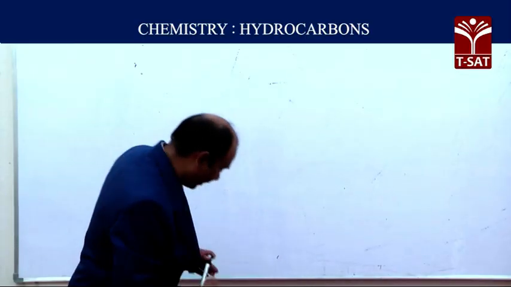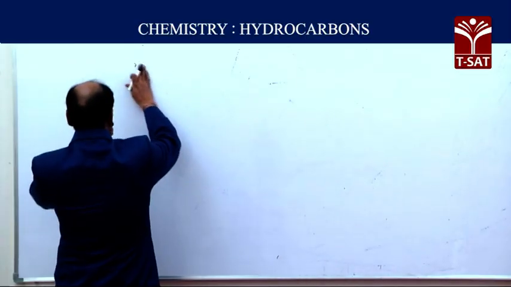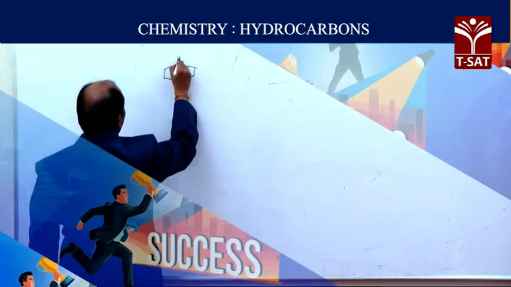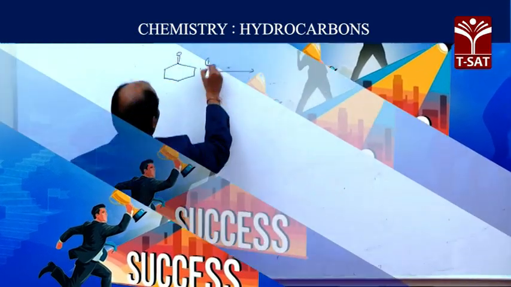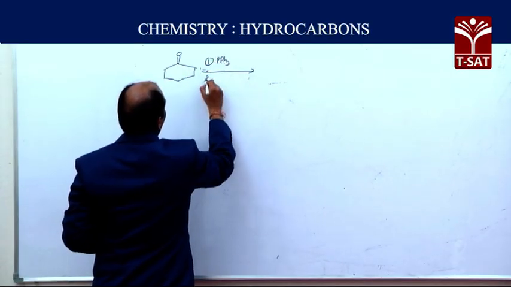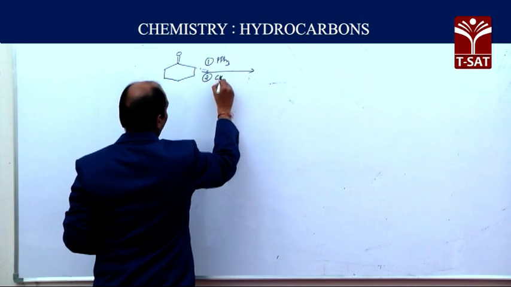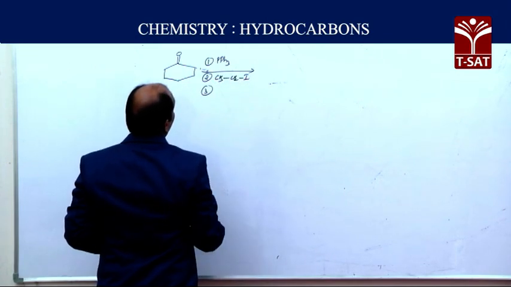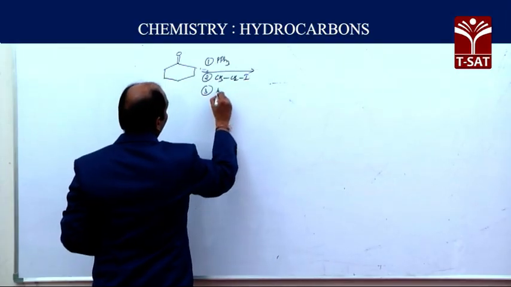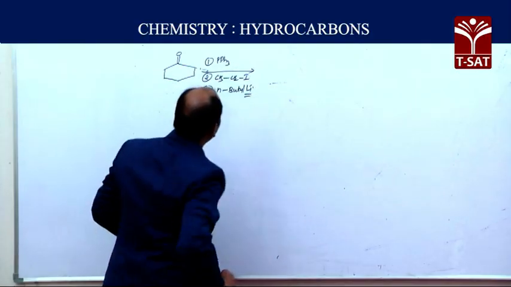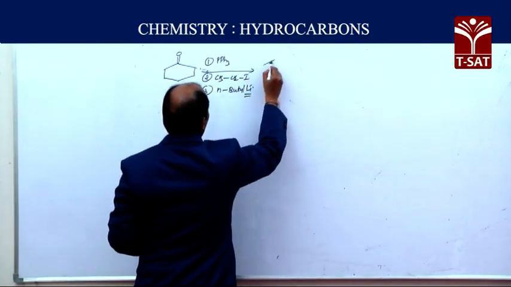Suppose we take this one. Suppose this is a cyclohexanone. In this one, we are treating it first with PPh3, second with CH3CH2I, and third with n-butyl lithium. Not only n-butyl lithium, we can take a strong base also. So here we get this product.